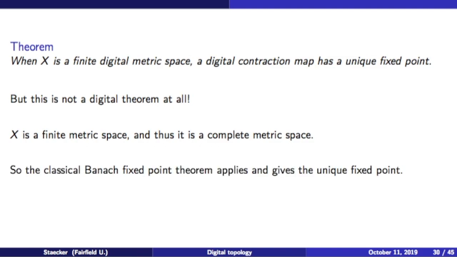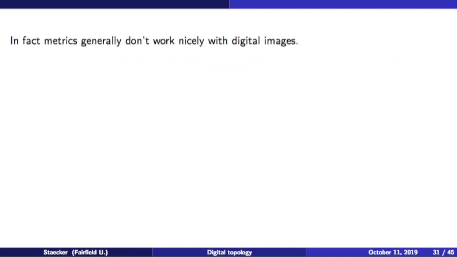The classical Banach fixed point theorem applies because it's a finite metric space, and you get the same unique fixed point. That's why I say this theorem is maybe not truly a digital theorem. It's just a theorem about finite metric spaces, which already has the Banach fixed point theorem. In fact, this is true in general, at least as far as I've seen.